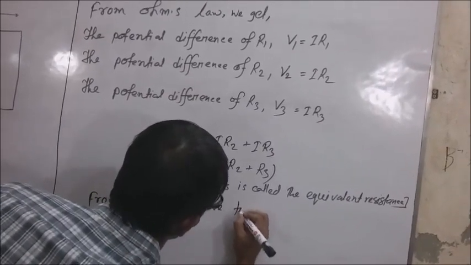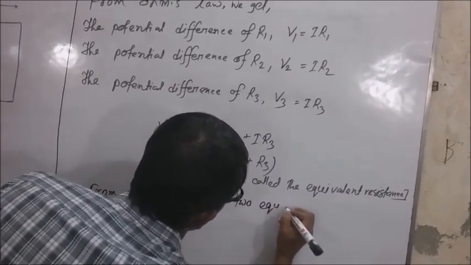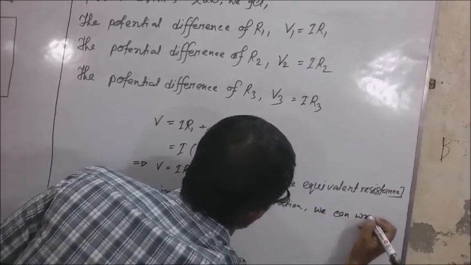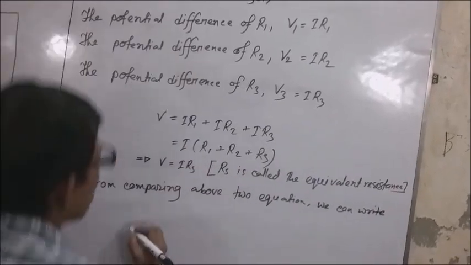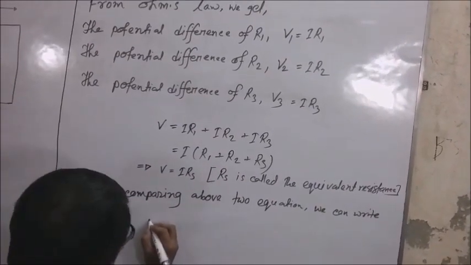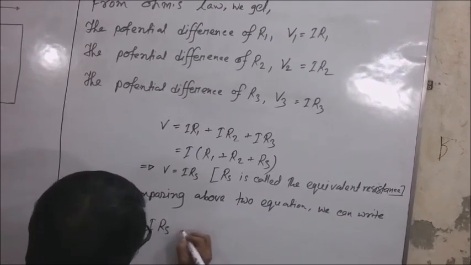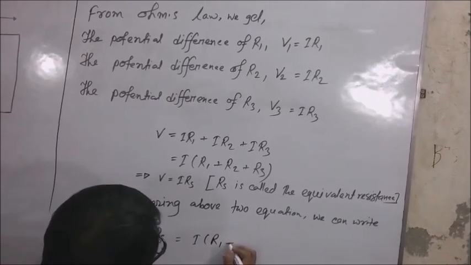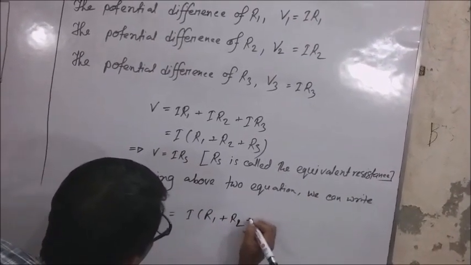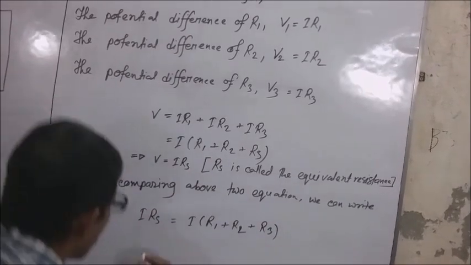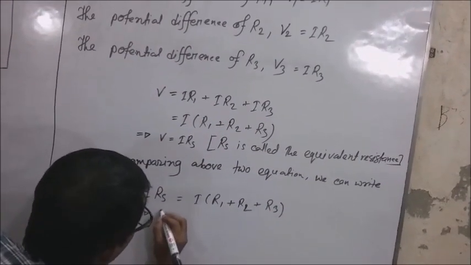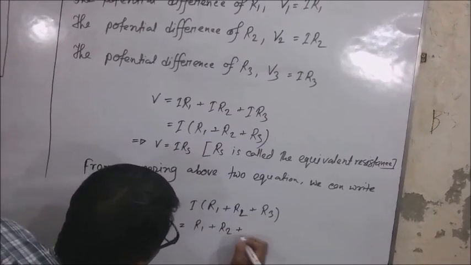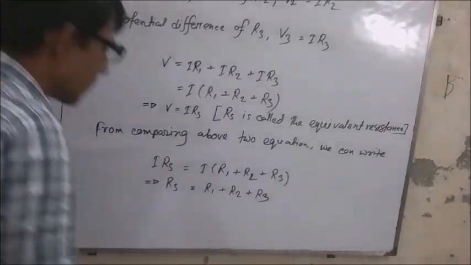From comparing the above two equations, we can write I RS equal to I times R1 plus R2 plus R3, or RS is equal to R1 plus R2 plus R3.